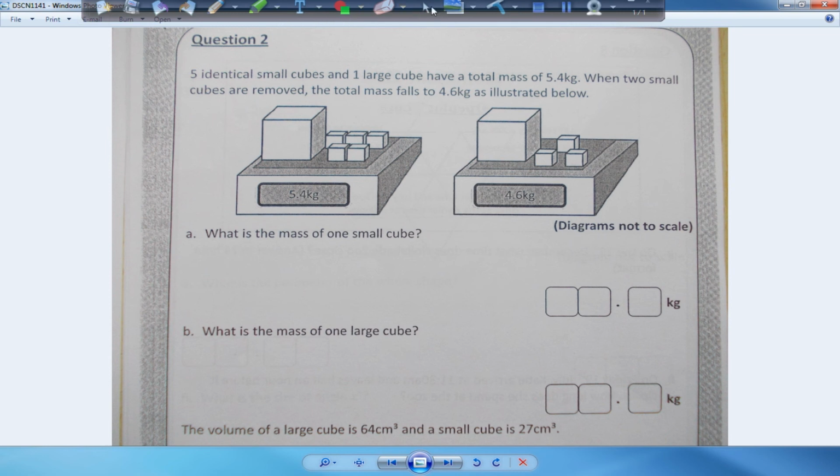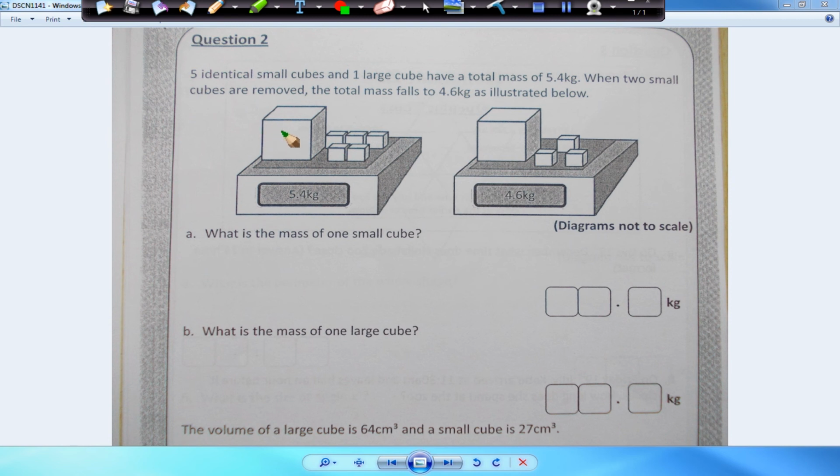I think we should go back to pen. Right. 5 identical small cubes and 1 large cube have a total mass of 5.4 kilograms. When 2 small cubes are removed, the total mass falls to 4.6 kilograms as illustrated below. What is the mass of 1 small cube? Diagrams are not drawn to scale. So let's have a look.